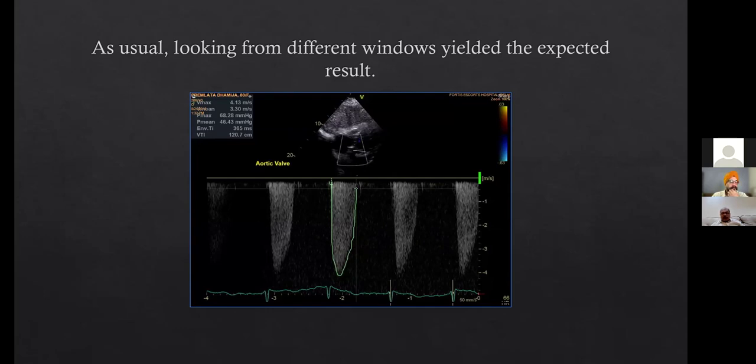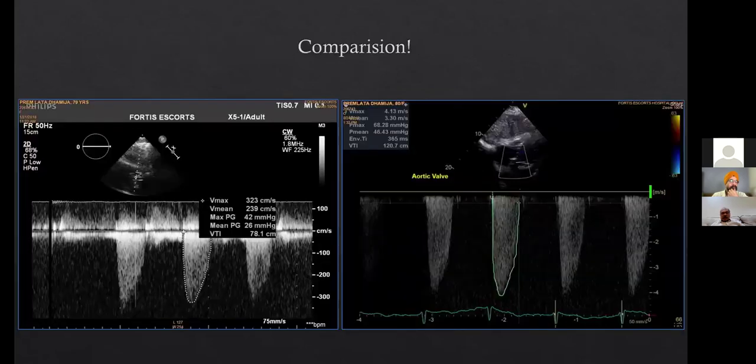So here we are looking at technical problems, which almost always are a reason for underestimating stenosis. These are the two comparisons when you look at the apical windows and the epigastric windows. Here the max PG in the apical window was 42. Here the max PG in the epigastric view was 68 plus.